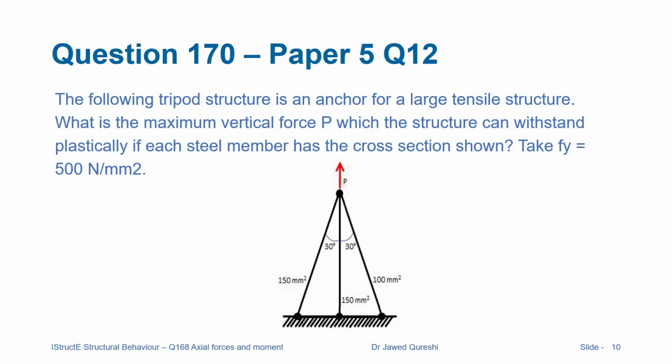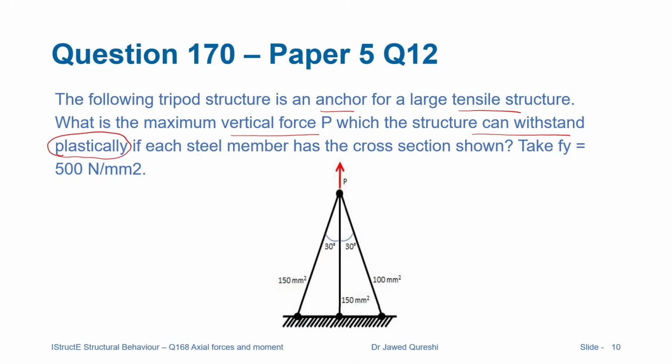This is the question for plastic analysis. In this question, a tripod structure is an anchor for a large tensile structure. What is the maximum vertical force P which the structure can withstand plastically? Note that the word is plastically. Normally we carry out elastic analysis, but in this case we have to carry out plastic analysis. That will have a difference in terms of the loading it can take, and you will see in a minute what difference it will have.